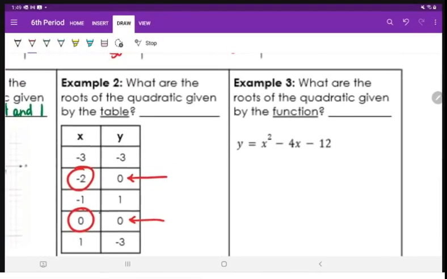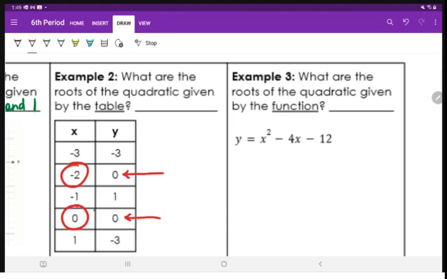So find the places where your y values are 0 and then use the x values associated with those. So our two x values here that are our roots are -2 and 0.